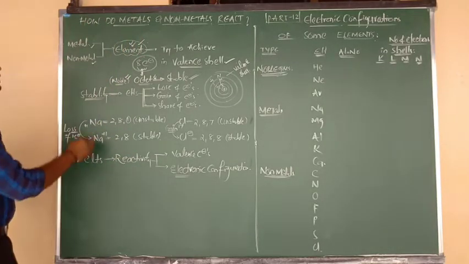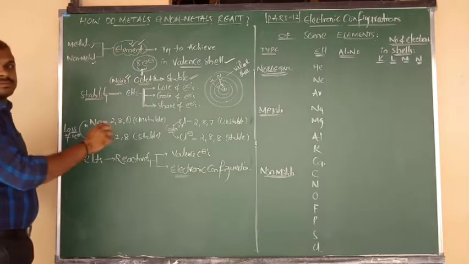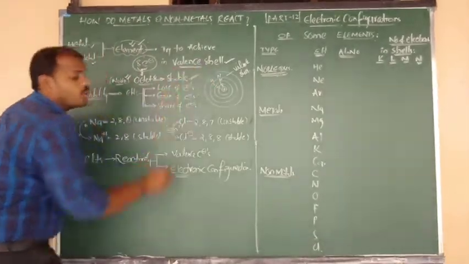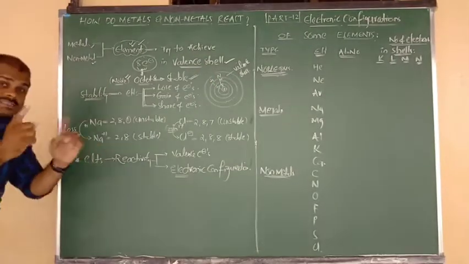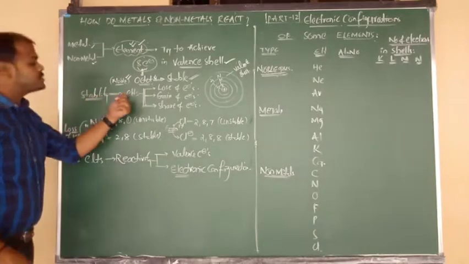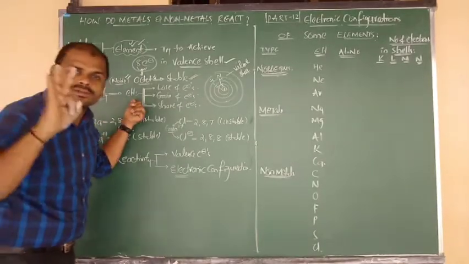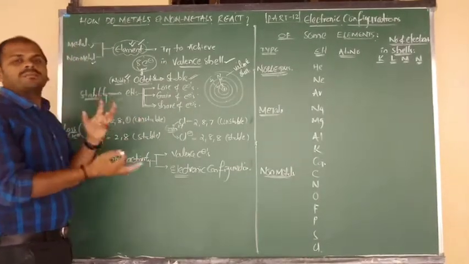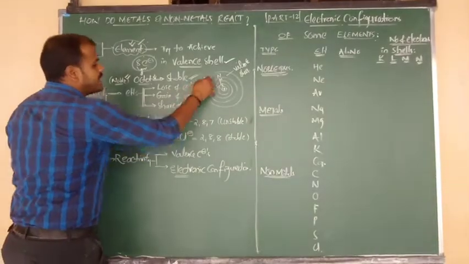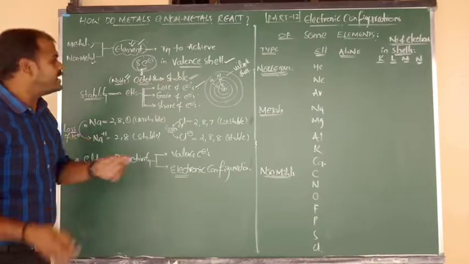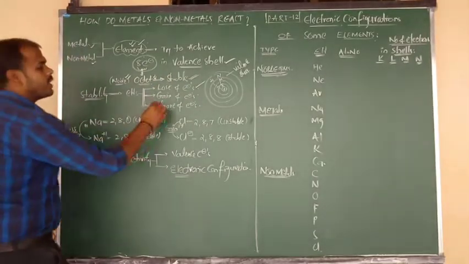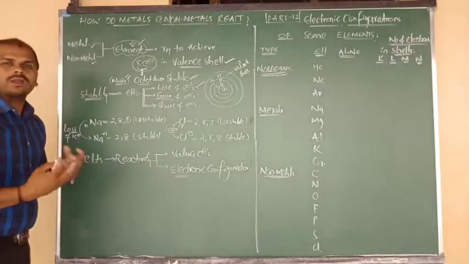And one more thing, each and every element is trying to achieve 8 electrons in its valence shell to get what, beta? Stability. That stability can be attained by the respective elements mainly by using three methods. Some of the metals, especially metals, are going to lose electrons and they get what, beta? Stability. And some of the non-metals are going to gain electrons, again they are going to get what, nana?